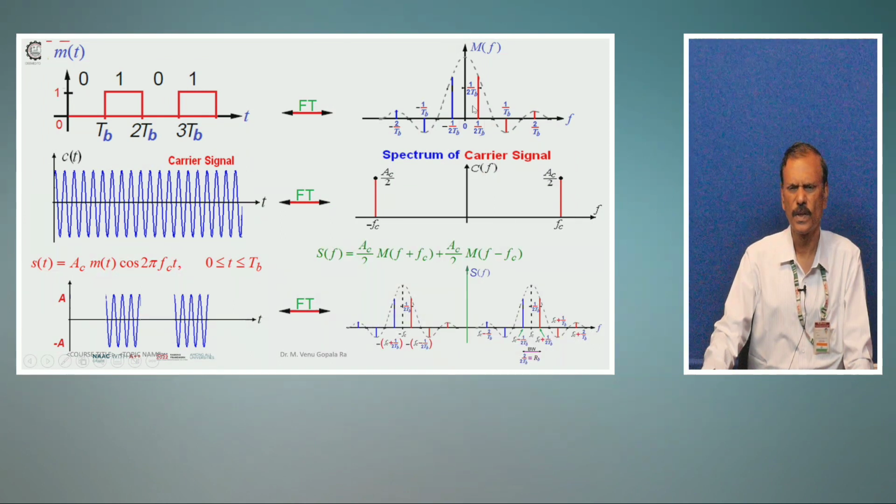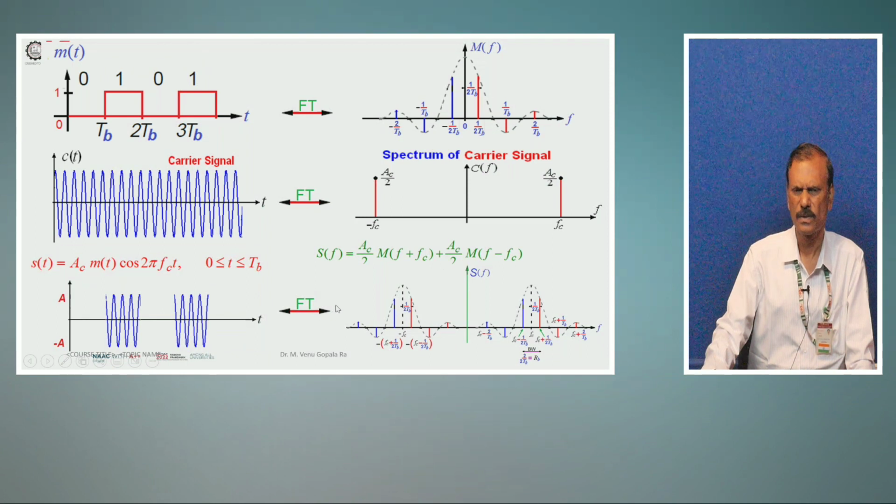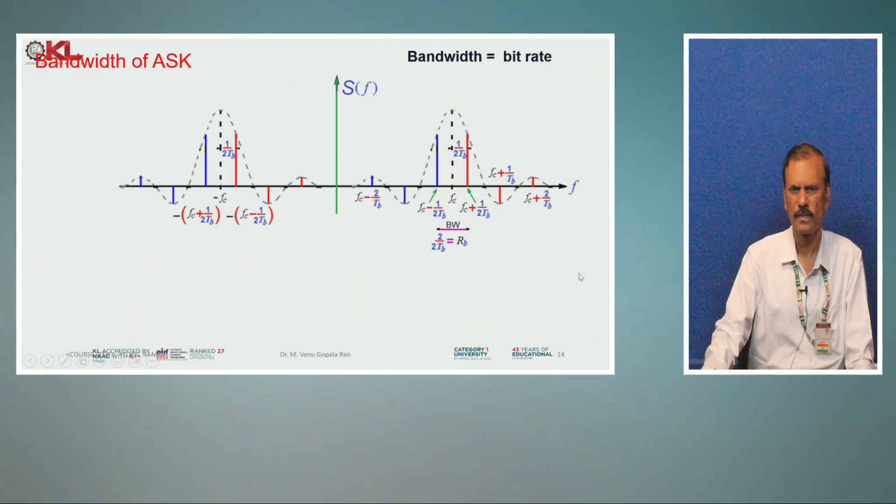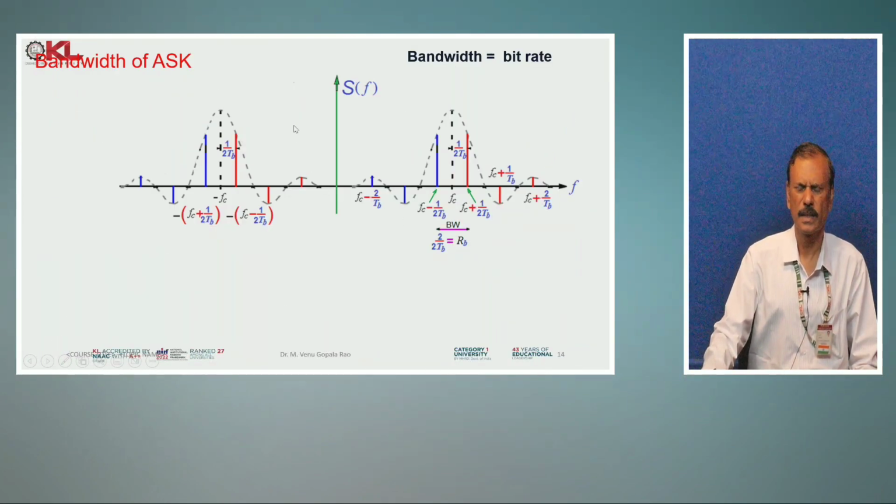So convolution of these two signals: multiplication in the time domain corresponds to convolution in the frequency domain, so that at each spike the signal is frequency shifted. At each spike the same signal is shifted here. Okay, so this is the frequency domain representation of binary amplitude shift keying. This is how it is more closely represented.